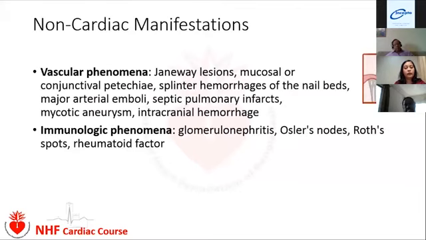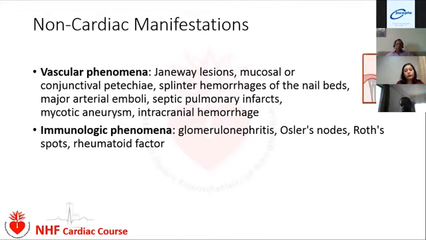And the non-cardiac manifestations, again, for our descriptive purposes, we divide into two parts: the vascular phenomena and the immunologic phenomena. Just like aortic regurgitation, they all have very catchy names. The vascular phenomena include Janeway lesions, conjunctival and splinter hemorrhage of the nail beds, major arterial emboli, septic pulmonary infarct, mycotic aneurysm, and intracranial hemorrhage. And the immunological phenomena are glomerulonephritis, Osler's nodes, Roth spots, and rheumatoid factor.